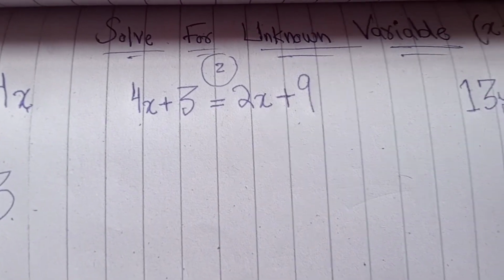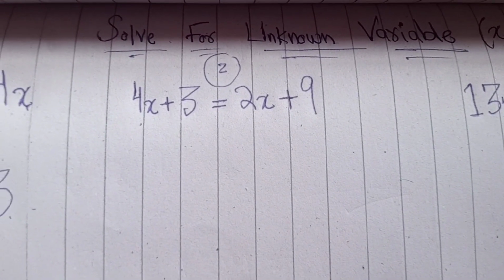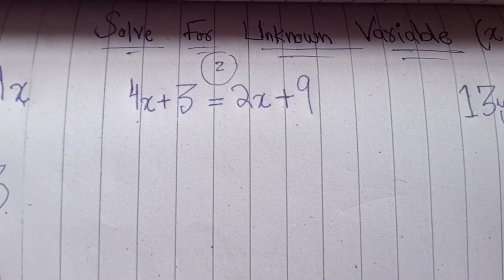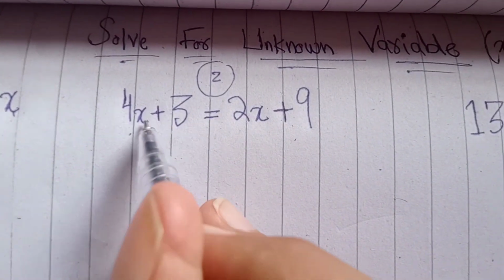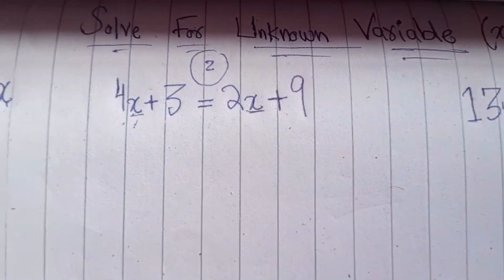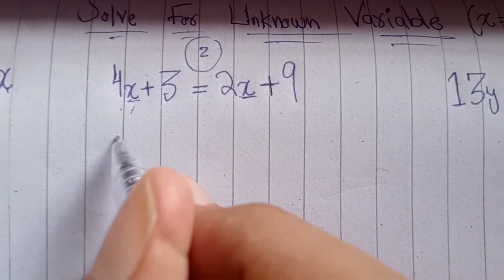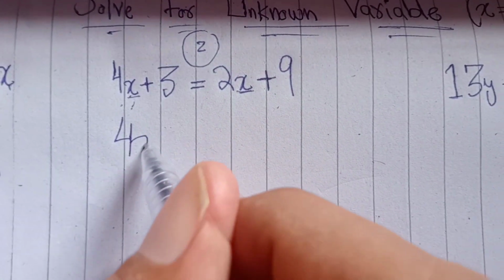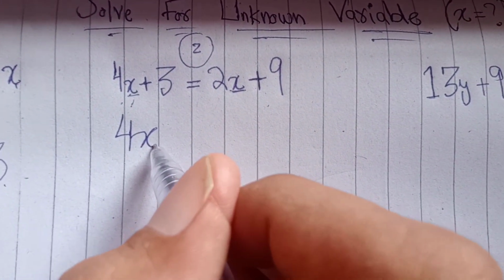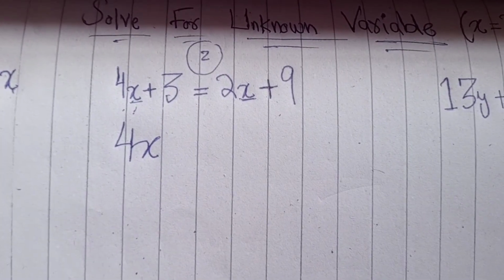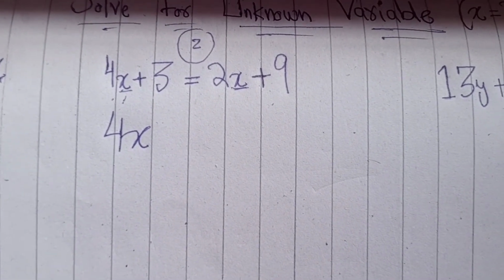Now let's move forward to the second question I have drafted for you. Here also we have to solve for x. First of all, we move the unknown variable to one side and all the other numbers and digits to the right hand side.